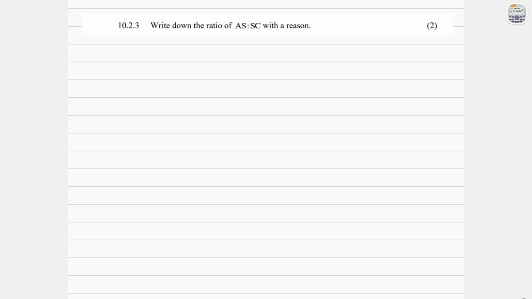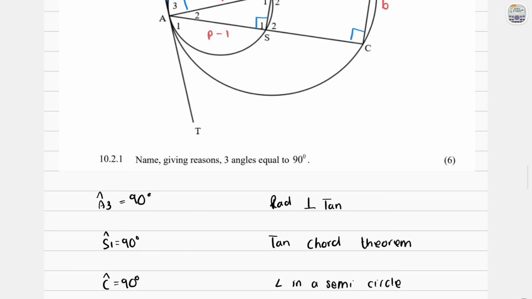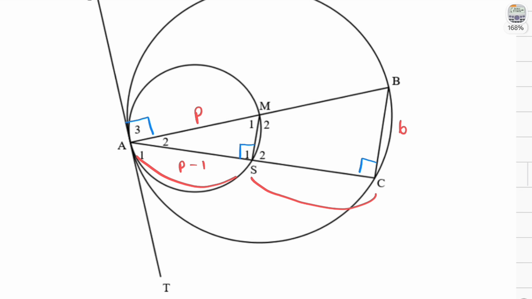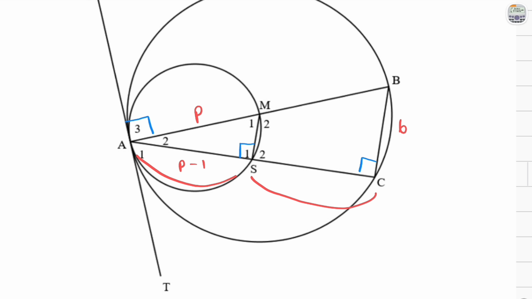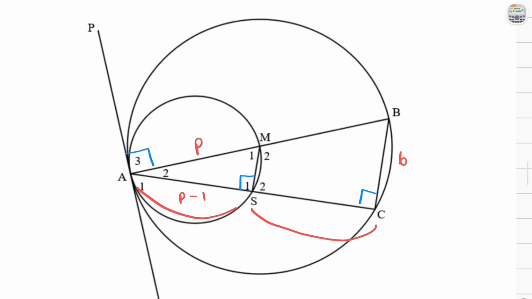And then question 10.2.3 says, write down the ratio of AS to SC with a reason. Let's see the relationship between those lines, AS and SC. So this is AS and this is SC. And what can we see about these lines? It's one of the chords of this larger circle.